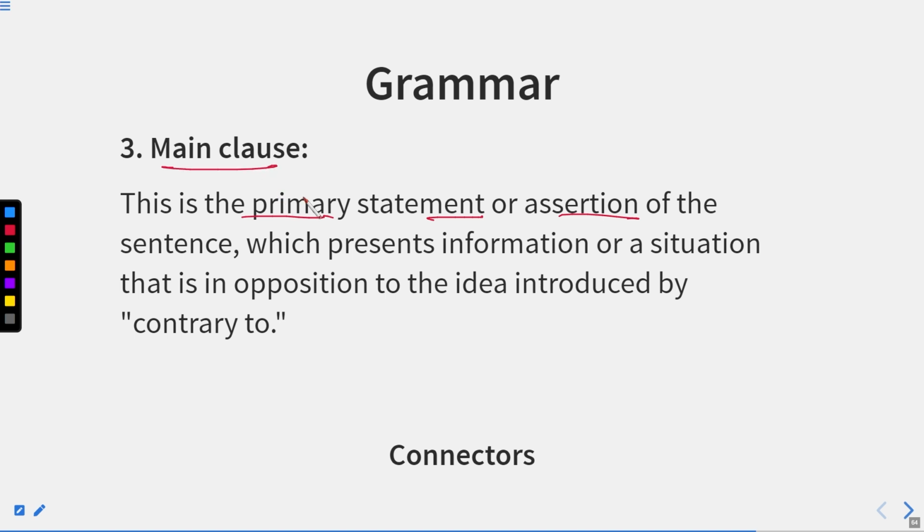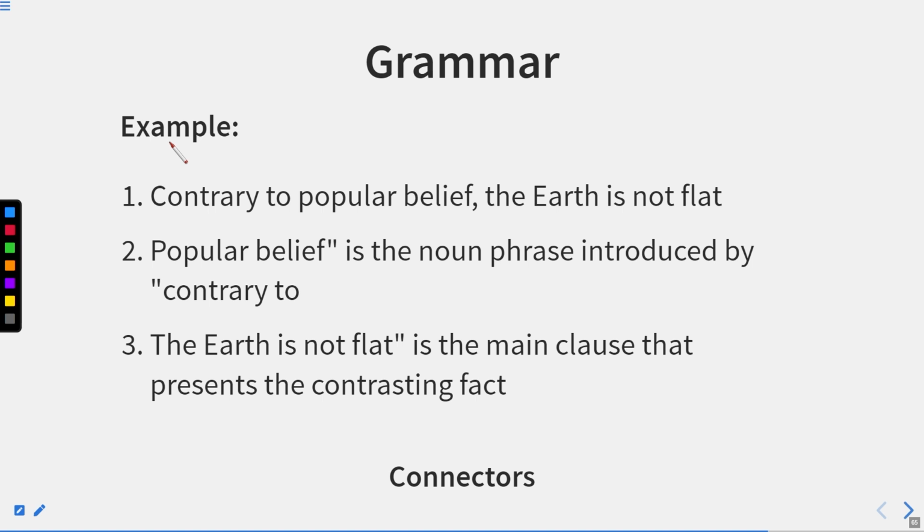Now we are going to discuss the main clause. It is the primary statement or assertion of the sentence, which presents information or a situation that is in opposition to the idea introduced by contrary to. For example, contrary to popular belief, the earth is not flat. It means it was believed that the earth was flat, but it is not actually. So, contrary to popular belief means whatever the popular belief, we should be contradictory to it, opposite to it. The earth is not flat. Popular belief is the noun phrase introduced by contrary to. The earth is not flat is the outcome that has been shown in the main clause.